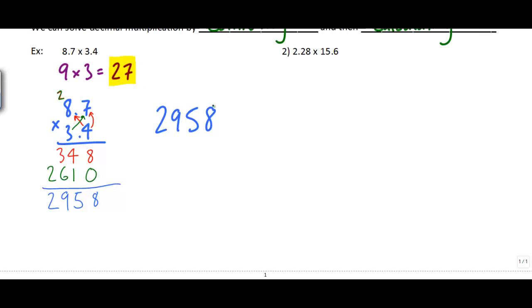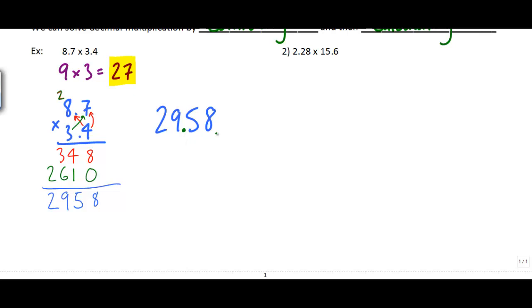So all you have to do is look at this number and say, where do I put my decimal? Here, here, here. Where should I put this decimal so it's approximately 27? And the answer is you just put it right there. 29.58, that's pretty close to 27. It's a lot closer than, say, 2,958, so I definitely wouldn't put my decimal place over there.